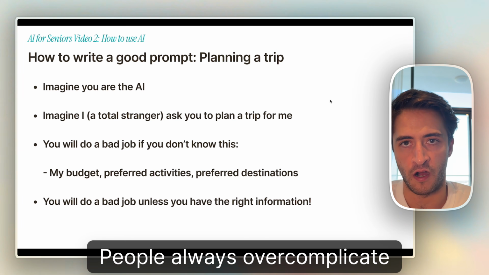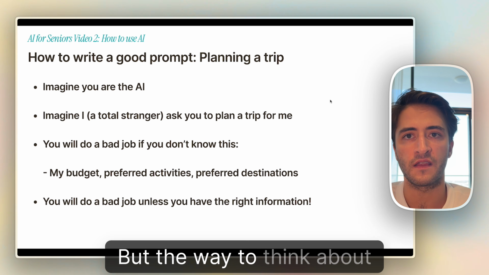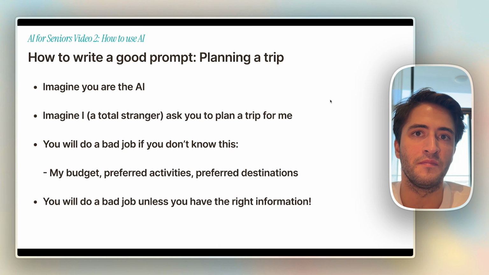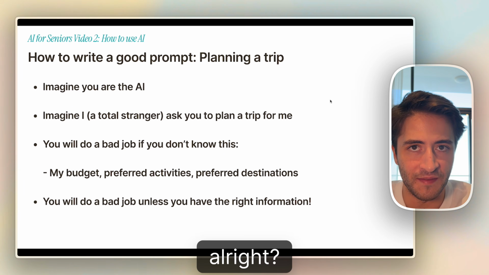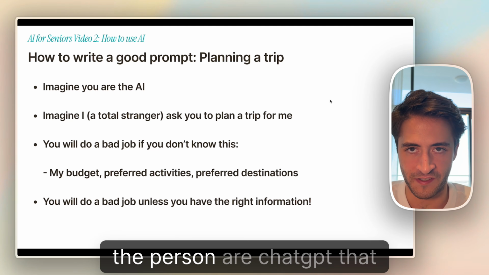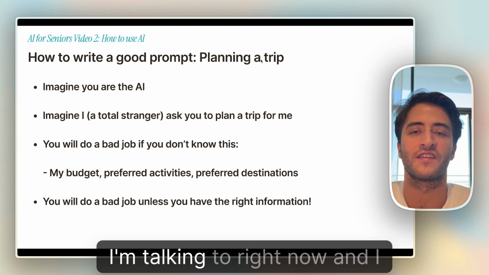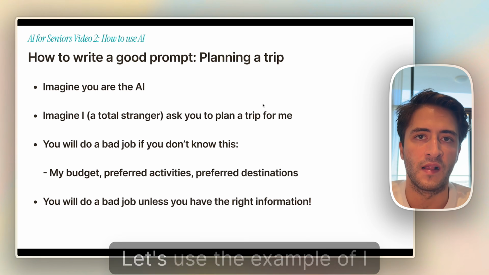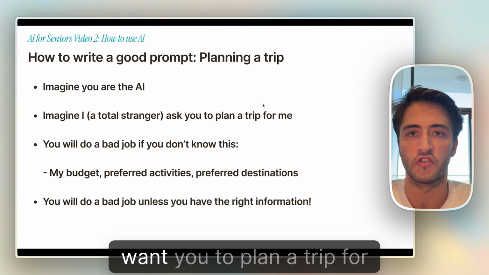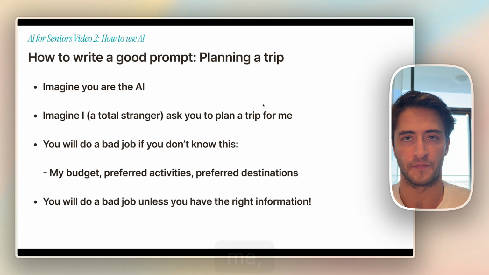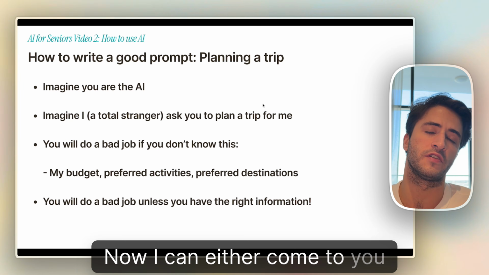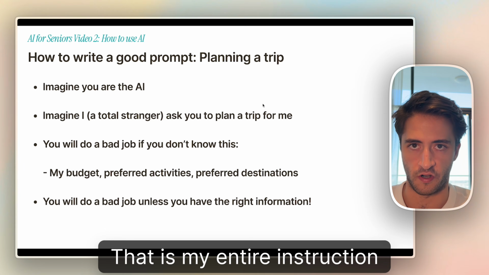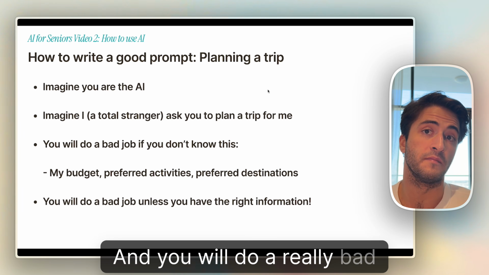People always overcomplicate this, but the way to think about using AI well is to think of you being the AI. Imagine you, the person, are ChatGPT that I'm talking to right now, and I give you a certain set of instructions. Let's use the example of I want you to plan a trip for me. Now, I can either come to you and tell you, plan a trip for me. That is my entire instruction to you. And you will do a really bad job.